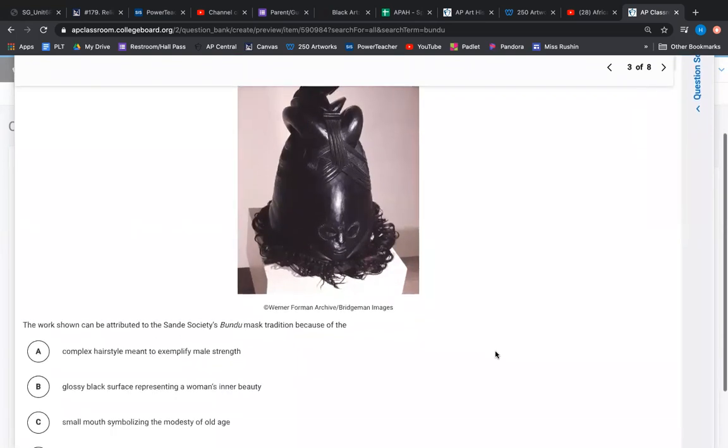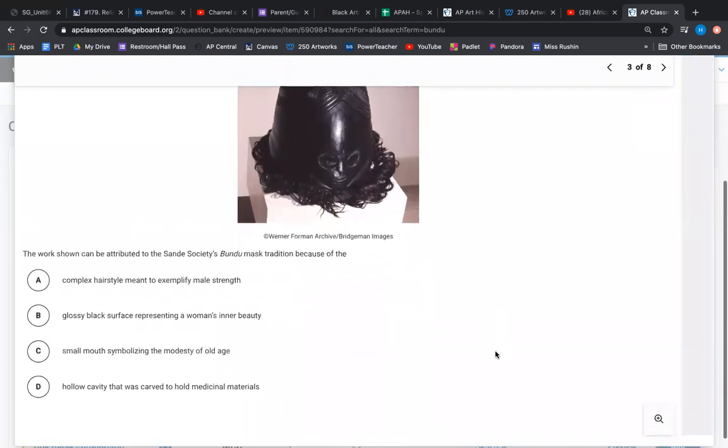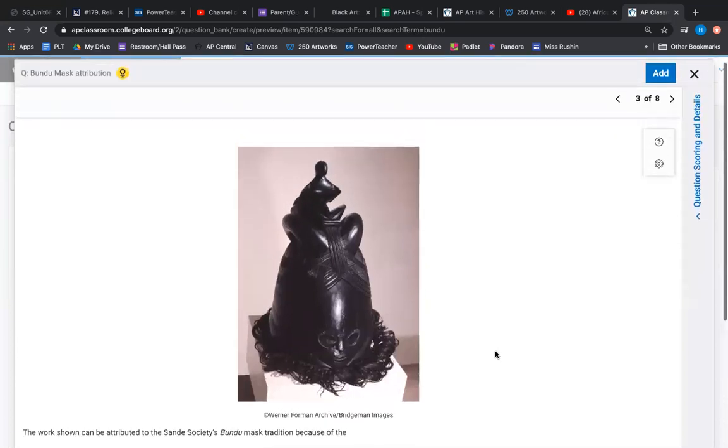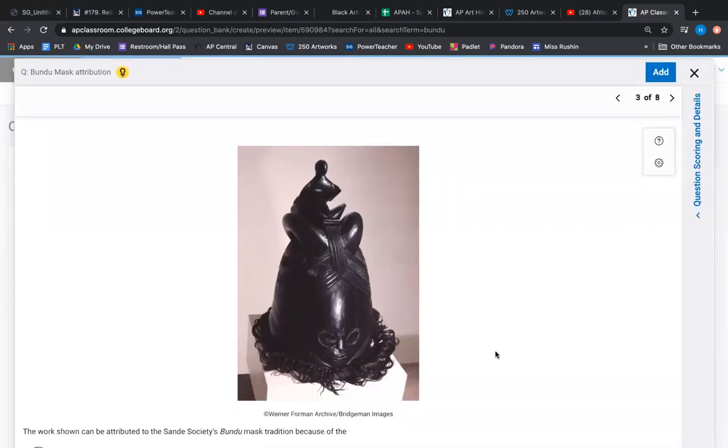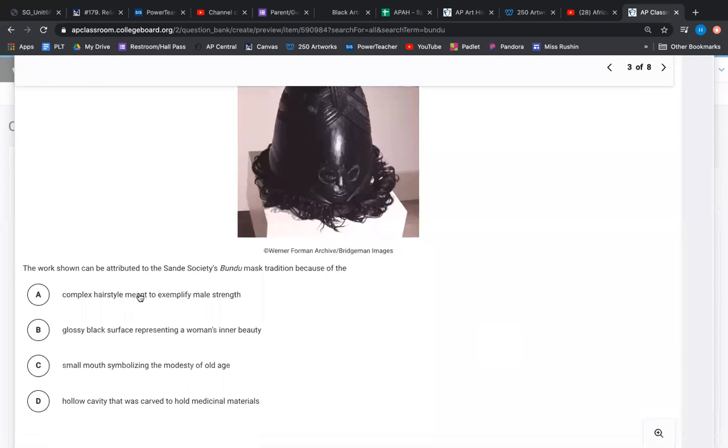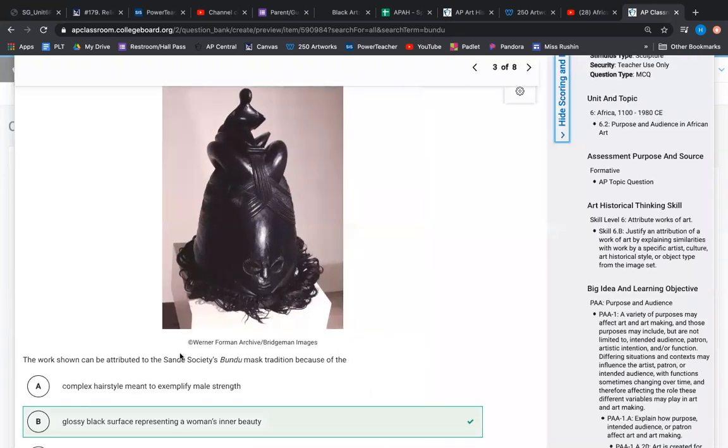All right, the work shown can be attributed to the Sande Society's Bundu mask tradition because of what? So without even reading the examples, what would you say? Just based on the form, why would you say this is attributed to the Sande Society's Bundu mask? Complex hairstyle meant to exemplify male strength? No. Glossy black surface representing a woman's inner beauty. I like that one. Small mouth symbolizing the modesty of old age. It does have a small mouth. I don't know about the modesty of old age part. Hollow cavity that was carved to hold medicinal materials. Which one is that one about? I think that's about the Nkisi Nkondi. So it should be B, glossy black surface representing a woman's inner beauty.